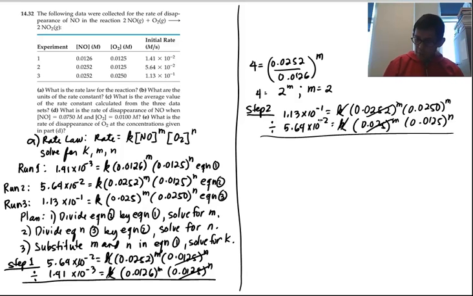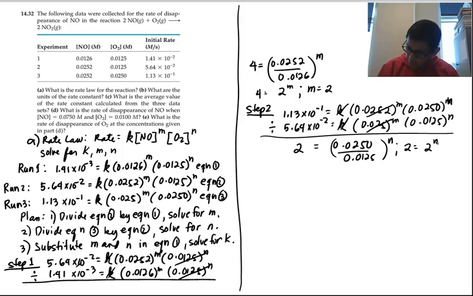Okay, so k's cancel, 0.0252 to the m cancel. If you divide 1.13 times 10 to the negative 1 by 5.64 times 10 to the negative 2, you're going to get 2. So then 0.0250 over 0.0125 raised to the n. It follows that 2 is equal to 2 to the n, so then n is equal to 1. So then m is equal to 2, n is equal to 1. So now we do step 3.